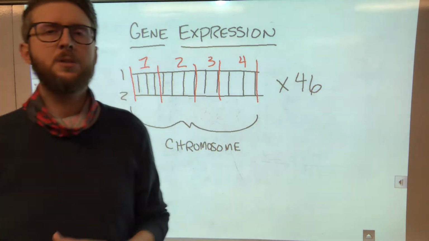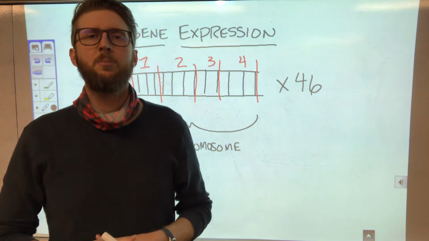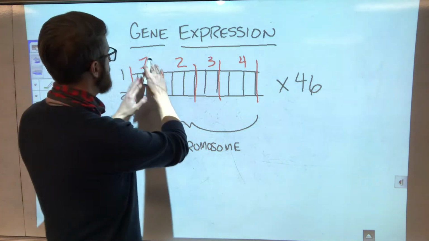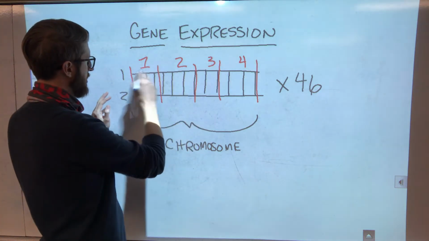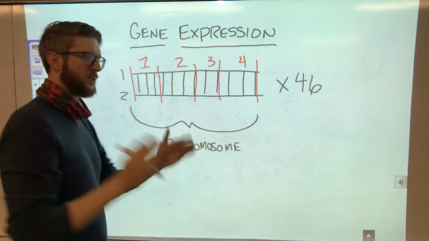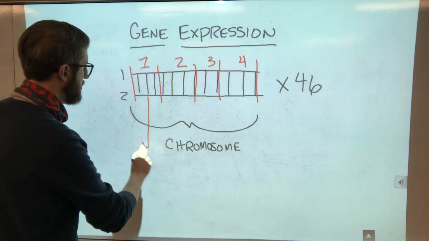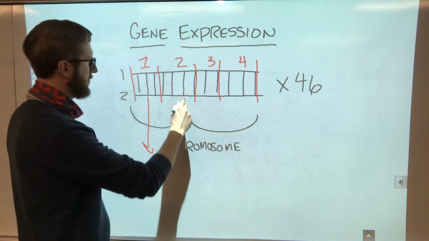Now in reality there's going to be way more than that, but we're just using a simple example here, okay? So these are genes, the things that are in red. That's a gene, that's a gene, that's a gene, and that's a gene. Just segments of DNA. So here's what gene expression is, okay?